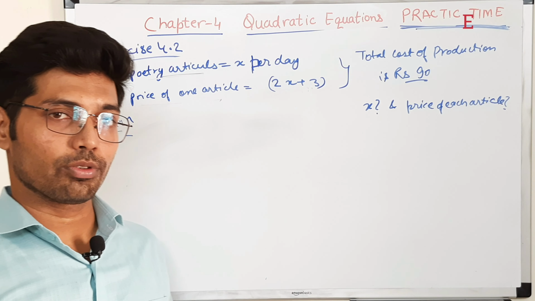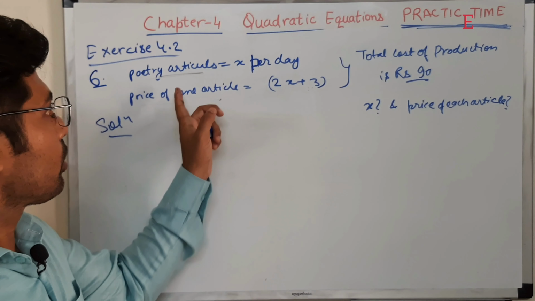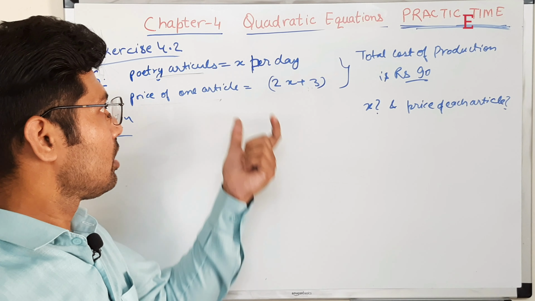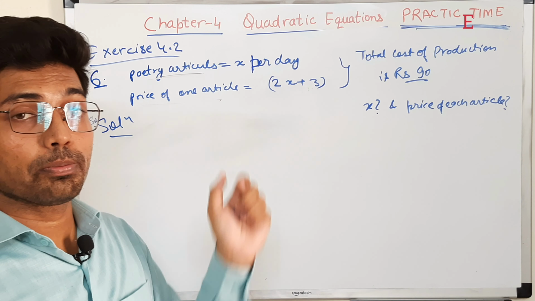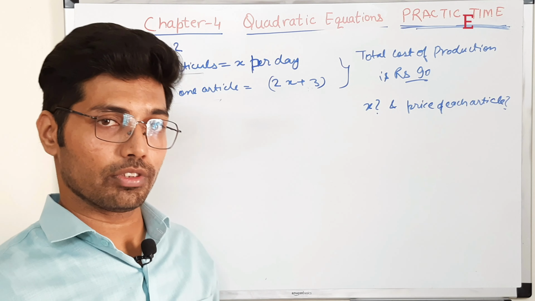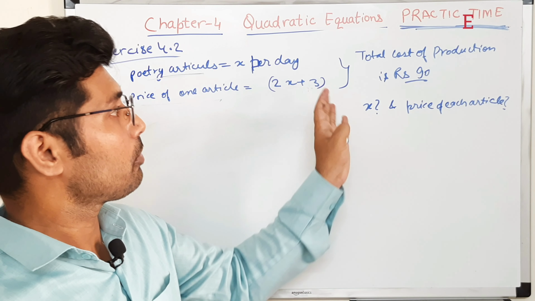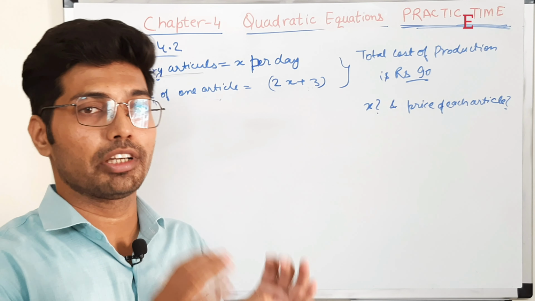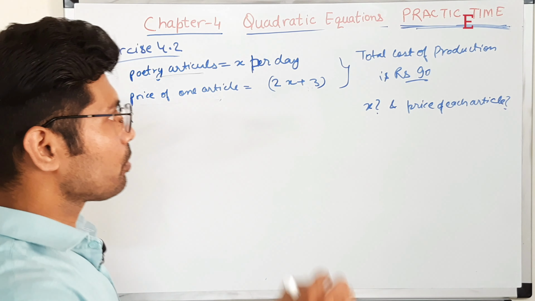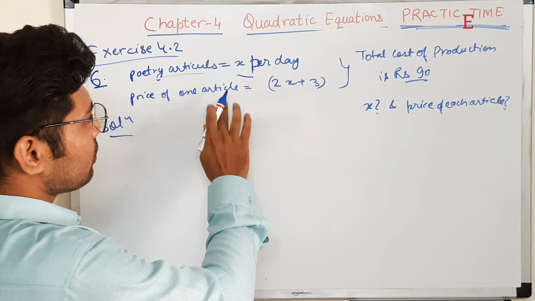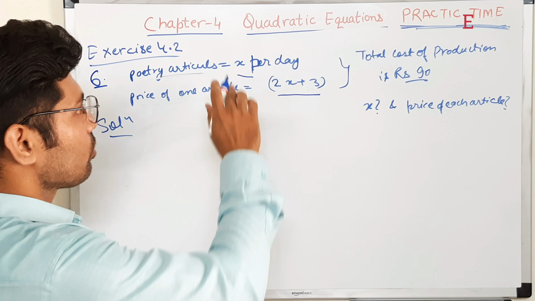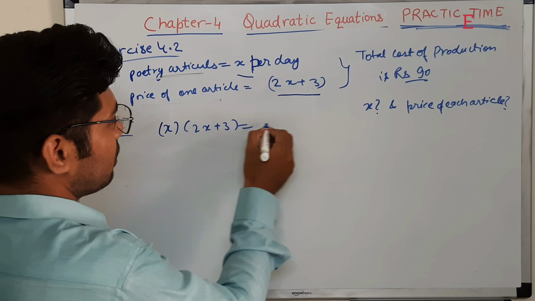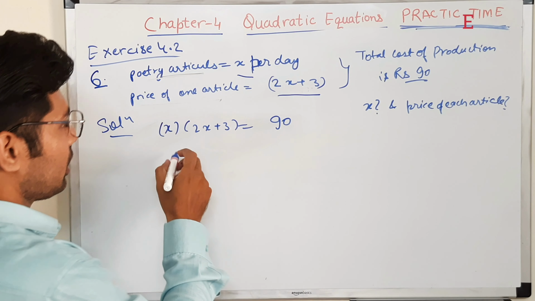Okay guys, now come to our next question. Here we need to find the number of articles produced per day and the price of each article. The condition is, for example, there x articles are produced, so the price of one article is 3 more than twice the number of articles produced, and the total production cost is 90. So how to get the total production? Total production is the number of articles multiplied by the price of each article. Let's suppose the number of articles is x. So the price of one article is 2x plus 3 as per the question. So if we multiply x into 2x plus 3, it will be the total cost of production, which is rupees 90.